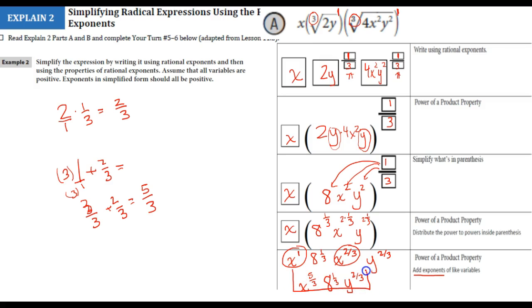Now if you have a calculator, you can try and simplify out that 8 to the 1/3 power. If you did do that, go ahead and pause and see if you can simplify that out. If you did, you could write that as 2 x to the 5/3 power, y to the 2/3 power.